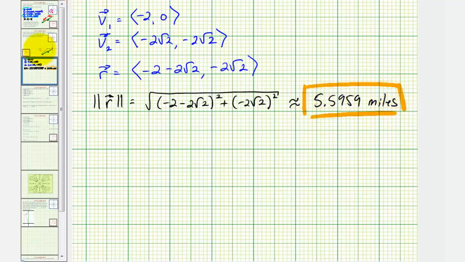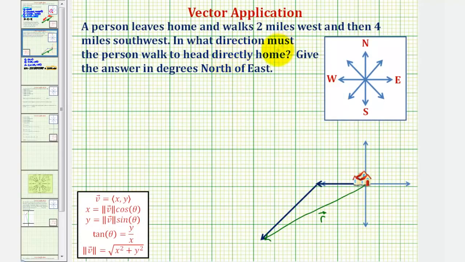And now for the second part of the question, we want to determine in what direction must the person walk to head directly home. So notice how I sketched the resultant vector on the coordinate plane this time. If the person wants to walk directly home, they would walk in the opposite direction or in this direction here. So we're looking for this angle here, we'll call it angle alpha, which would be the number of degrees north of east. Again, we just found the resultant vector has an x component of negative 2 minus 2 square root 2 and a y component of negative 2 square root 2.